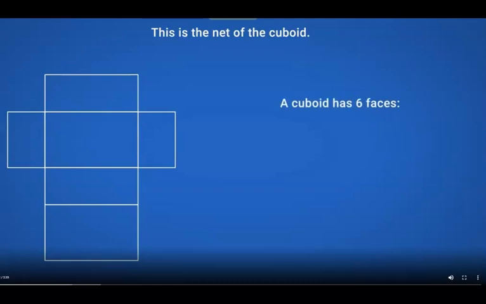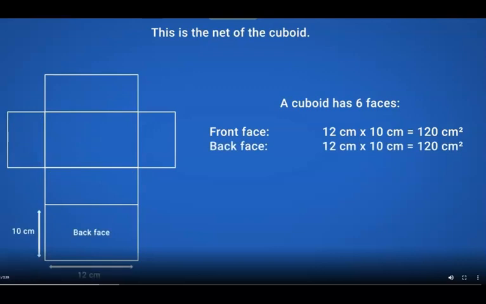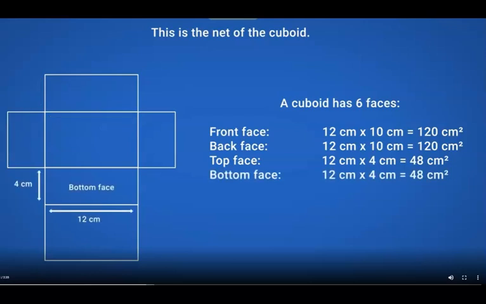The area of the front face is 12 cm multiplied by 10 cm, which equals 120 cm squared. The area of the back face is 12 cm multiplied by 10 cm, which equals 120 cm squared. The area of the top face is 12 cm multiplied by 4 cm, which equals 48 cm squared. The area of the bottom face is 12 cm multiplied by 4 cm, which equals 48 cm squared.